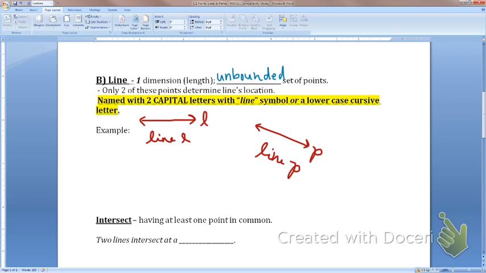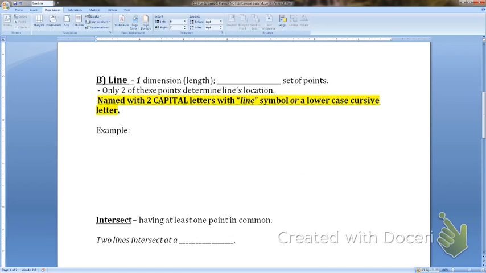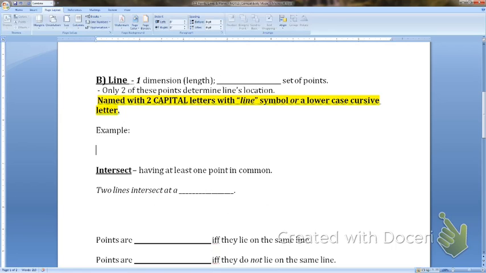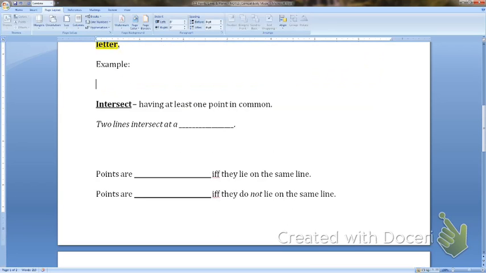All right, so let's go a little bit further. What happens, though, if I intersect 2 lines? Okay, well, if I intersect 2 lines, I'm going to fix my paper here to match yours a little bit. I tried to give myself some more room. Okay, to intersect means to have a point in common. So if I were to draw these 2 lines, we'll call this line L and this line M.